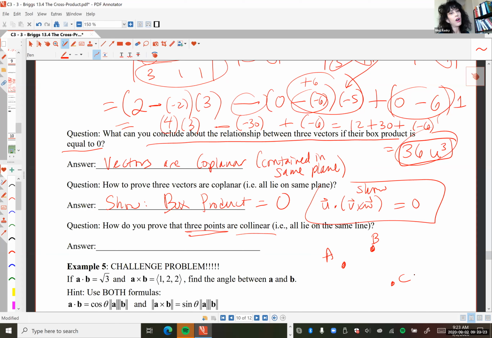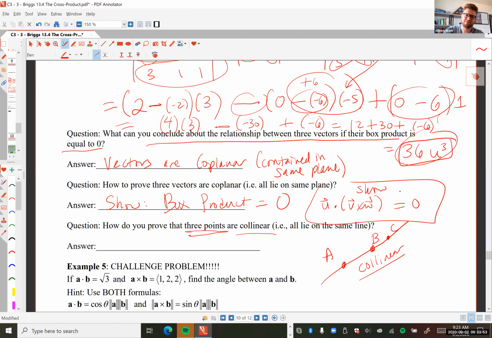These 3 points are not collinear because they're not contained in a single line. However, if C were moved over here and I can draw a straight line between A, B, and C, so they're all sitting on the same line, then they are indeed collinear. But how would I prove it using some of the interesting stuff that we've talked about this last week, even this week?